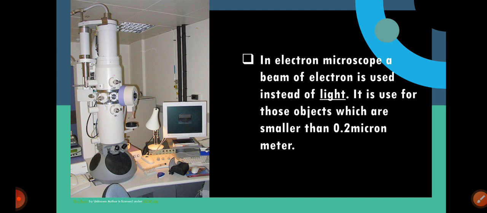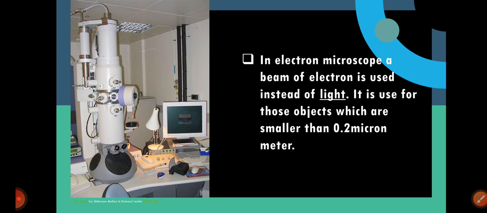Before going to the introduction of the electron microscope, first I will tell you what the electron microscope is used for. A microscope is used to magnify the size of an image or a specimen. In the electron microscope we use electrons instead of light. It is used for those objects which are smaller than 0.2 micrometer.